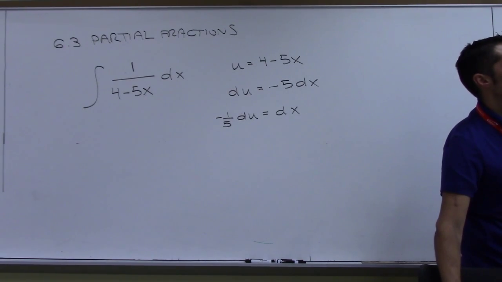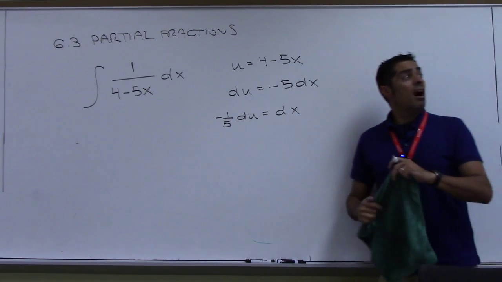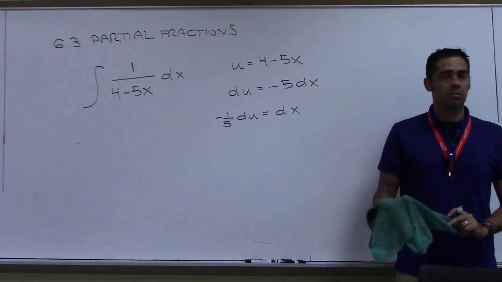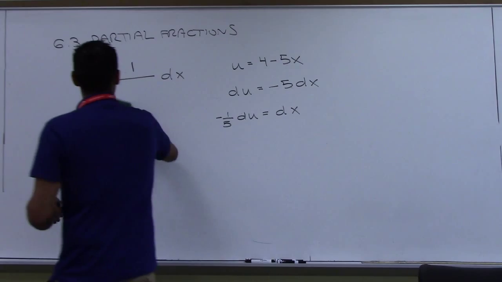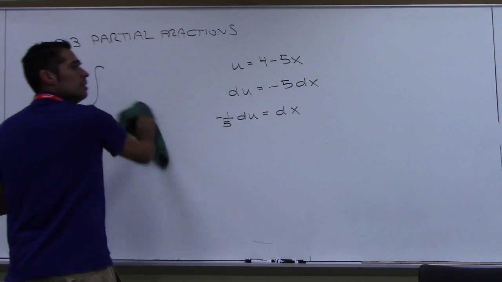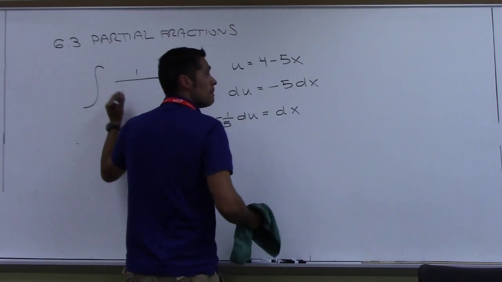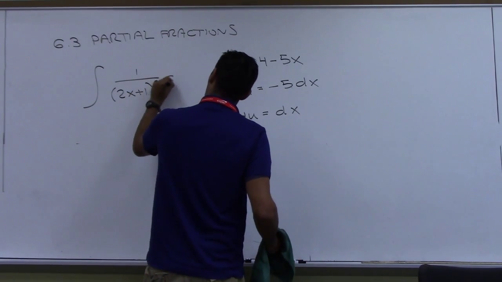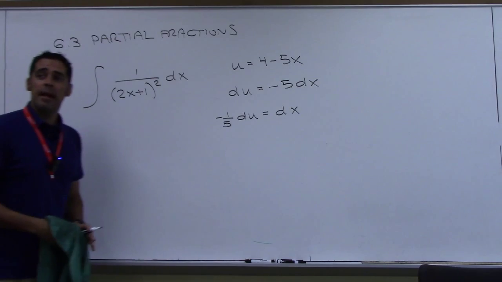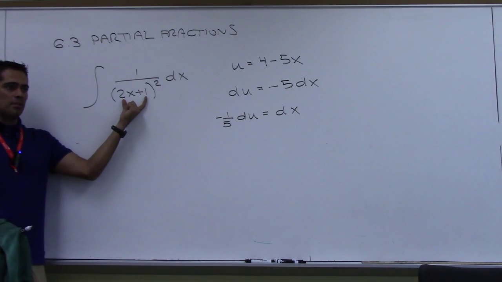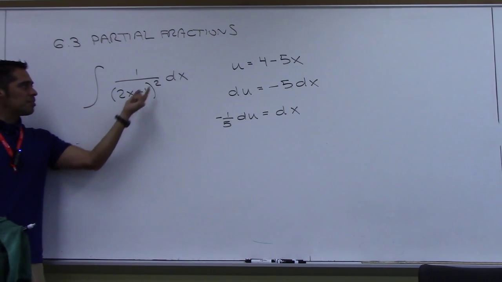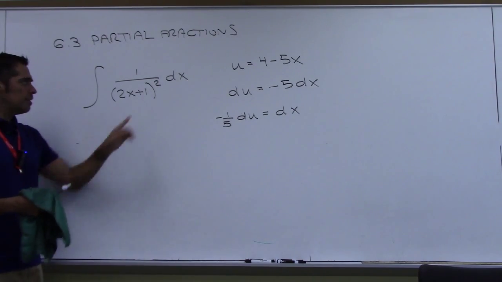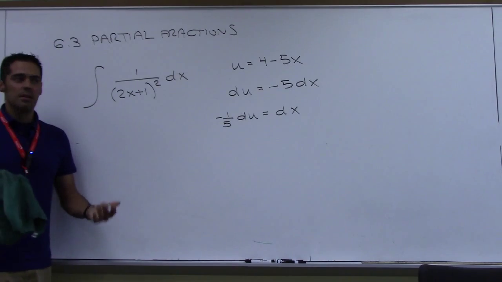I'm on number 3, a constant over a repeated linear factor. We see something like this. So what do I mean by repeated linear factor? Well, this is a linear factor, right? 2x plus 1. If I square it, that means it's repeated. It's the same thing twice, multiplied. So the square is what makes it repeated.